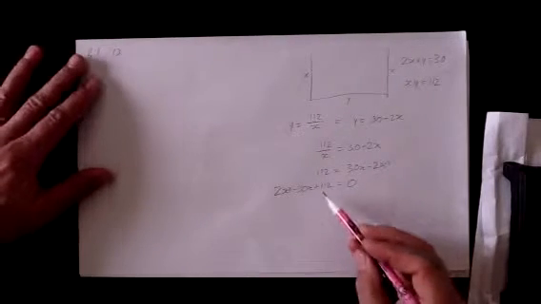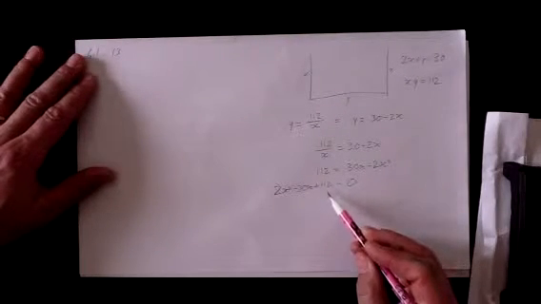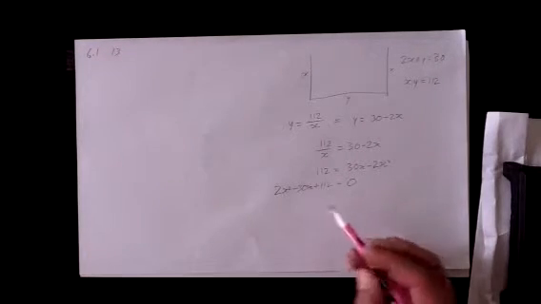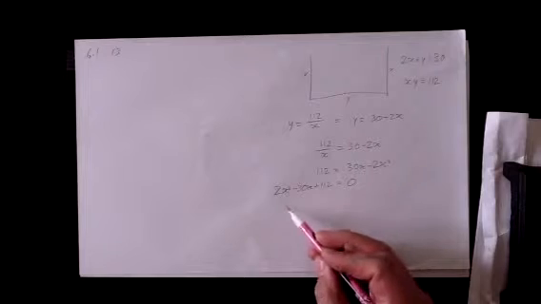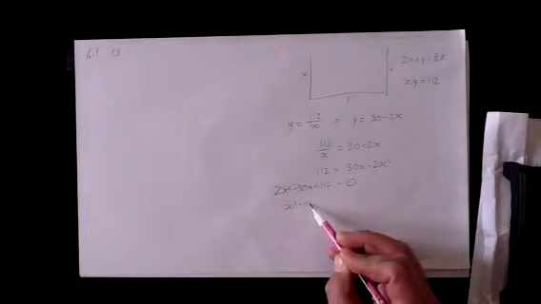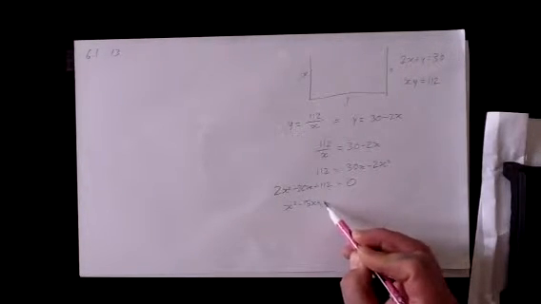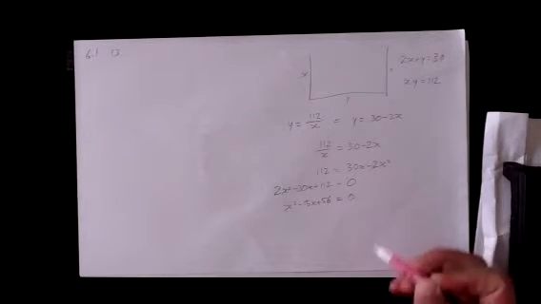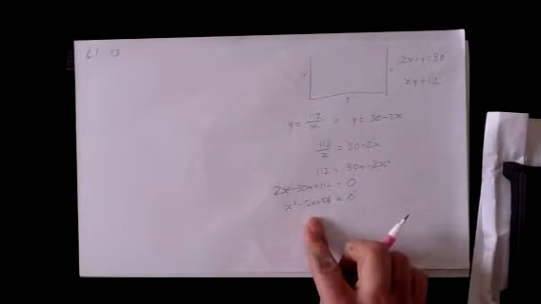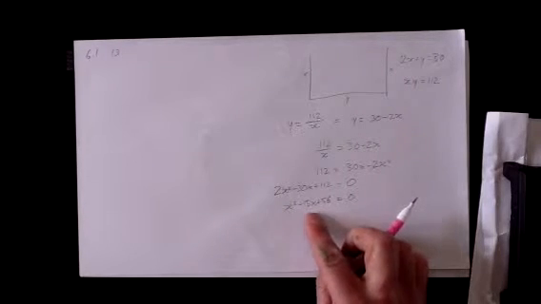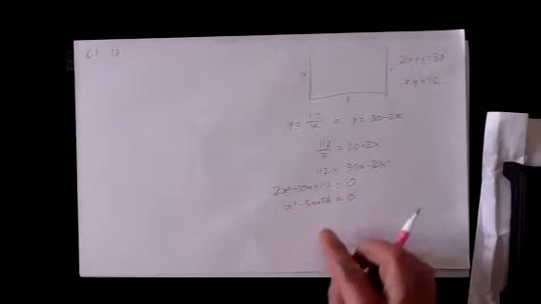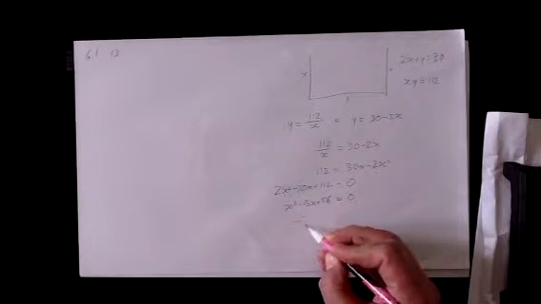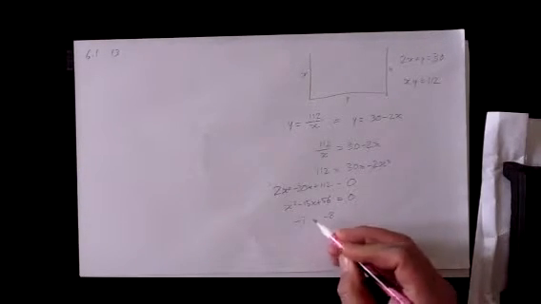So here's my quadratic equation. It looks a little difficult. I could actually divide both sides by 2. That would be handy. So if I divide this whole thing by 2, I get x squared minus 15x plus 56 equals 0. So I can factor this. That's not too hard to do. I'm looking for two numbers that will add up to minus 15 and multiply to 56, and that would be negative 7 and negative 8.